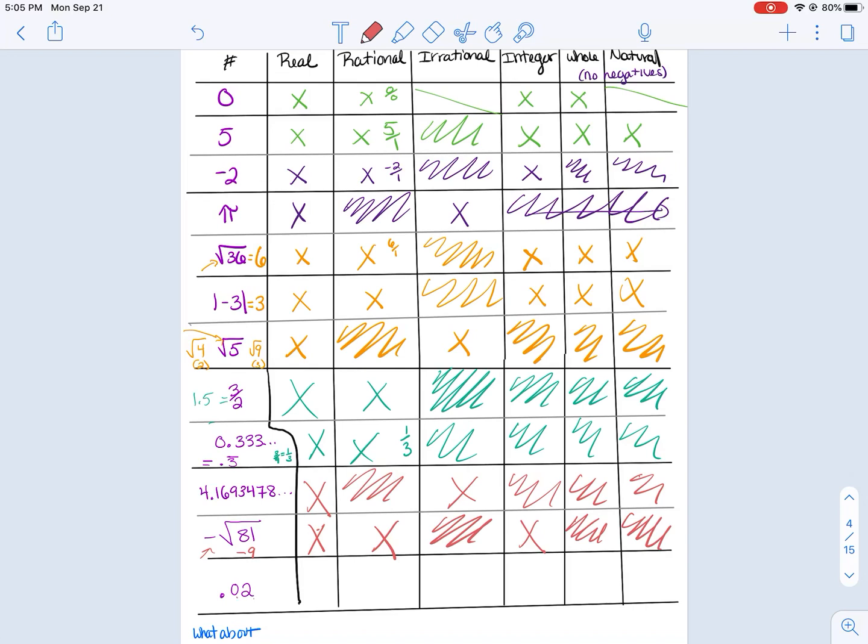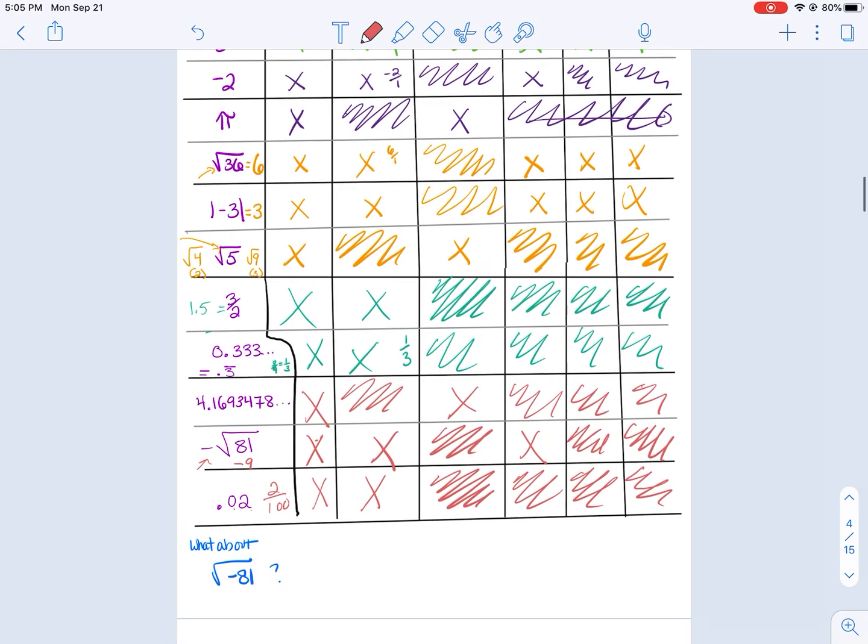And then 0.02, well, tenths, hundredths place, this is the same as 2 100ths, okay? So it's real and it's rational because I just wrote it as a fraction. It's a terminating decimal, which means it's not irrational, but 0.02 is not something that would normally show up on your number line. So it's not an integer, and then it can't be whole or natural, okay?